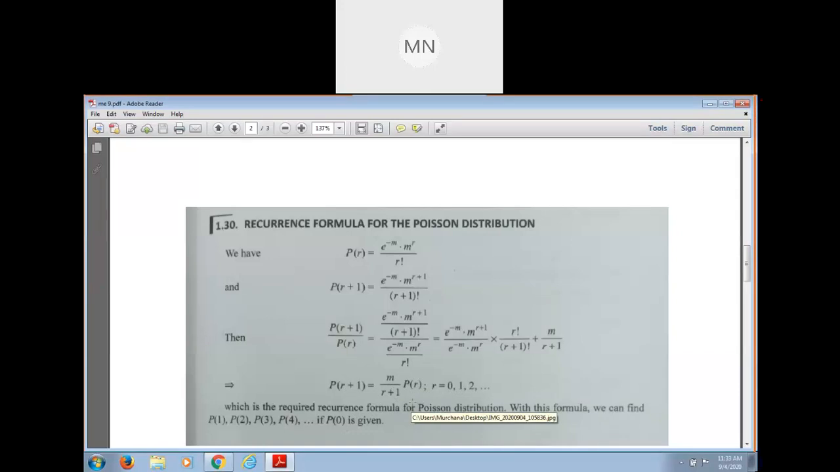And yesterday we discussed the recurrence formula for the binomial distribution. In the case of the binomial distribution, it looks like this: n minus r divided by r plus 1, into p by q, into p of r. Notice that here r takes the values 0, 1, 2, 3, 4 and so on. If r equals 0 is given, then using this formula we can easily find the value of p of x equals 1. If you put r equals 0, then on the left hand side we get p of x equals 1. And if p of x equals 0 is given, then it is easy to find the value of p of x equals 1.